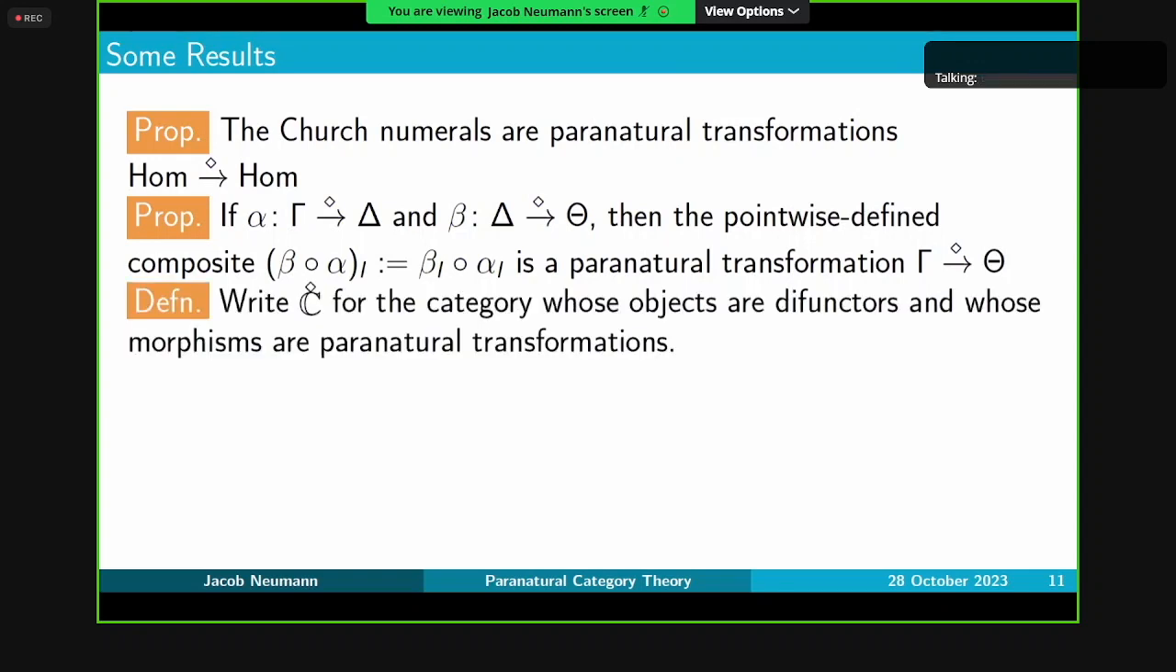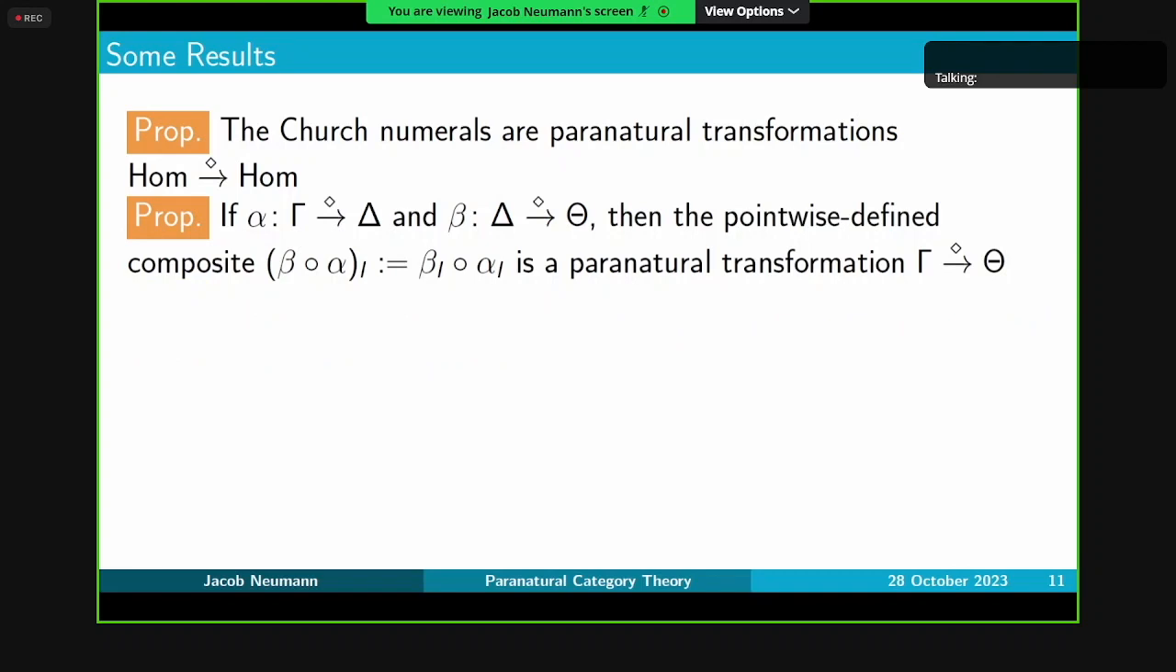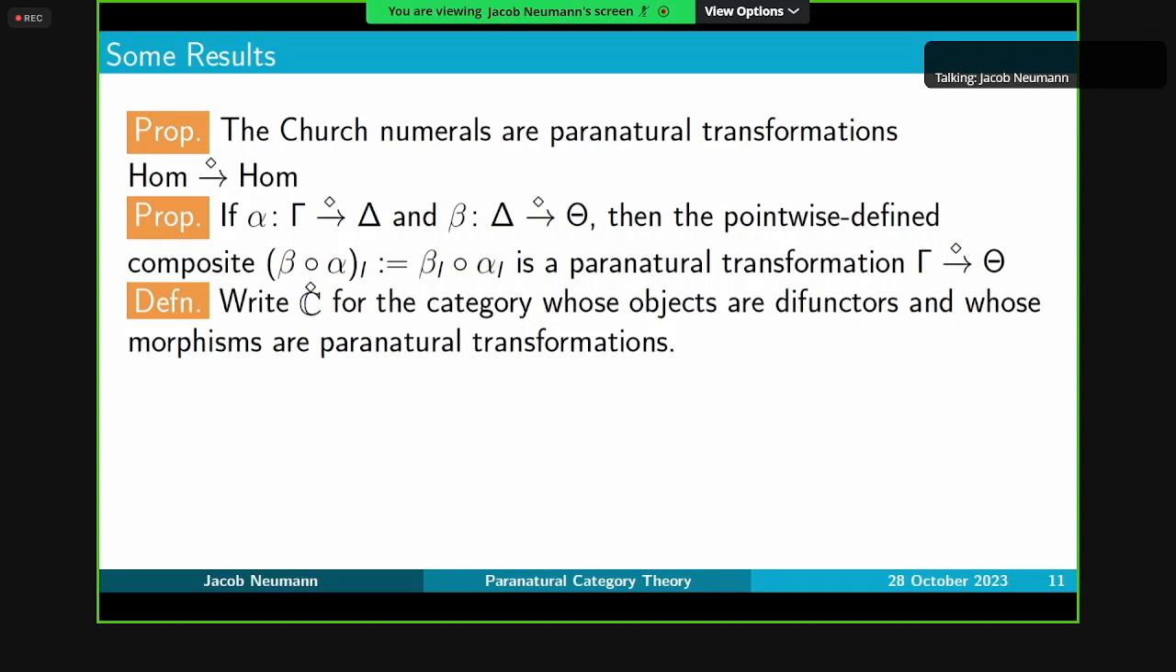All right. So yeah, so we get these compose. In particular, they compose associatively, and the paranatural transformations include the identities. You can view the identities as a paranatural transformation. And so we can define this category whose objects are these difunctors. There's one of these categories of difunctors for each category C, whose objects are difunctors and whose morphisms are paranatural transformations.